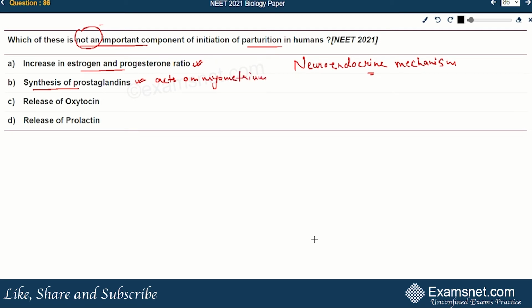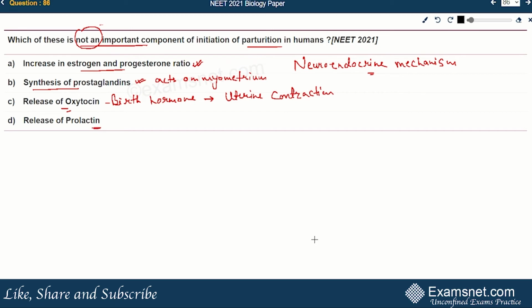Then oxytocin is also released. It is the main hormone, also known as birth hormone. Okay, birth hormone, and it is released by maternal pituitary, which brings about strong uterine contractions. Okay, so it is involved in uterine contraction, and you know how important is uterine contraction for the process of parturition, right? The last one is release of prolactin.